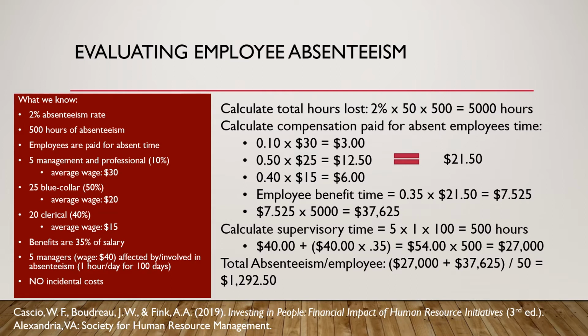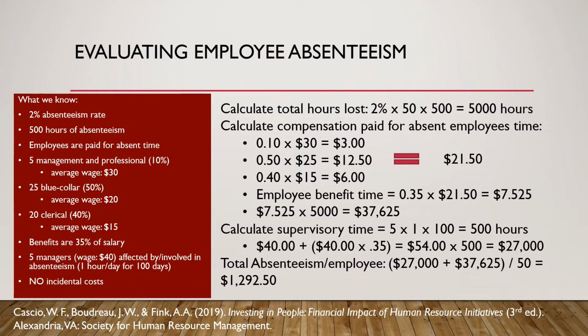We then take the manager's wage, $40, and we add that to the cost of the benefit time for the manager having to deal with the absenteeism, which is $40 times 35%. Here we get the product is $54, and we multiply that times the number of hours that we calculated in the beginning of this step. That equals $27,000.